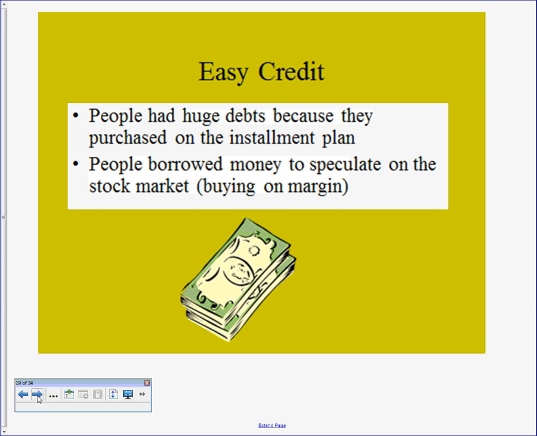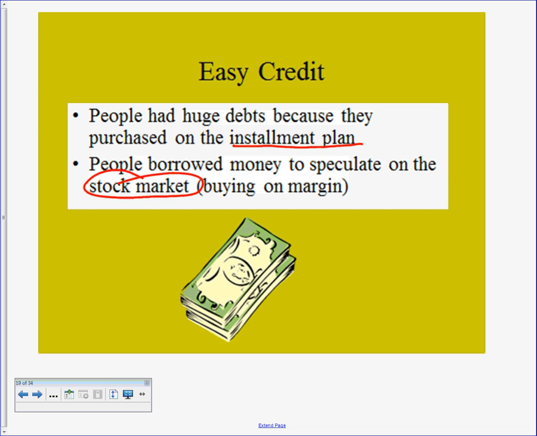Next cause, easy credit. People had huge debts because to buy this television or this radio or this refrigerator or automobile, you would buy on the installment plan. You buy now and you pay later. When you pay later, you're paying back with interest, so that becomes very expensive, and people have to continue to make these payments, but not really have the income to do that. But it looks good because Ford is selling cars, RCA is selling radios, but the money's not there to pay for it. And then there was the urge to speculate on the stock market.